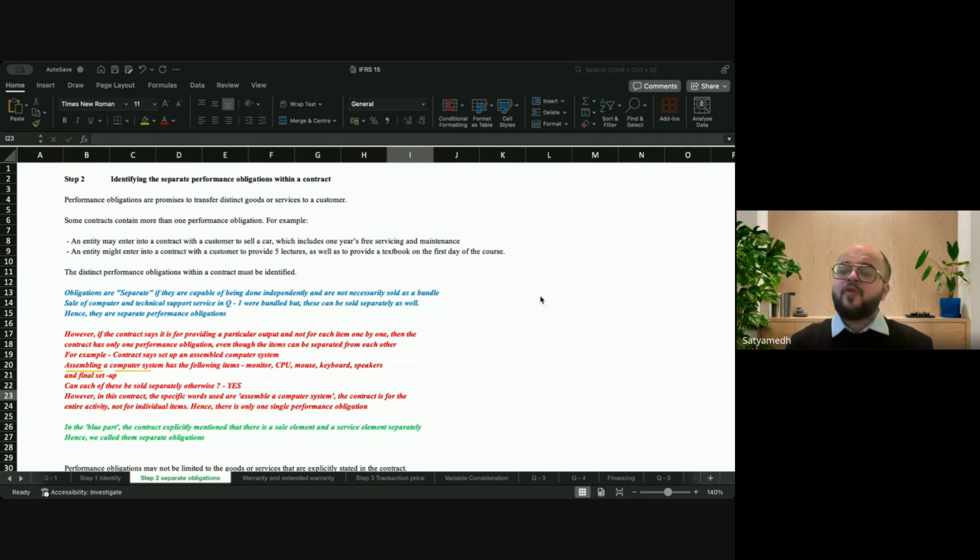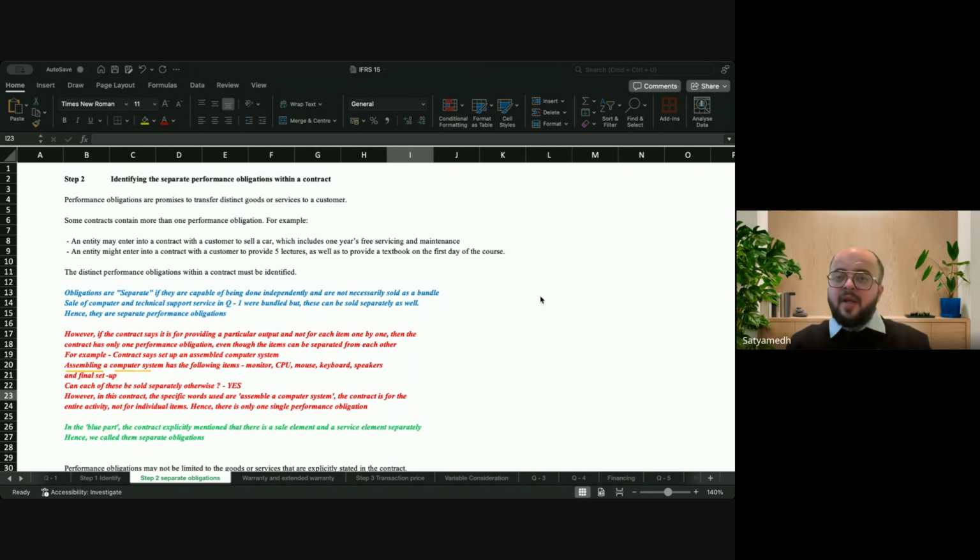is to set up an assembled computer system in my house. The second type of contract could be, for example, I want to construct a building wherein I want multiple classrooms and everything. I call a construction contractor and I tell him, please construct a building for me at this location. Now, what goes in the construction of a building? You will have bricks and cement and sand and foundation and iron and steel and so many different things.